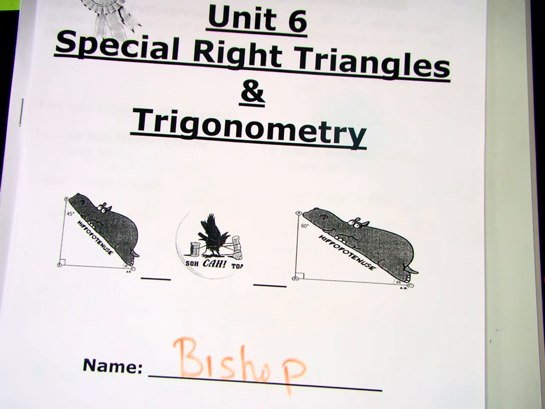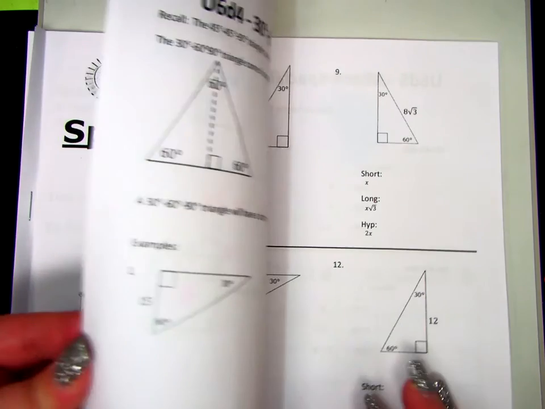Right, so today we're going to look at the next type of special right triangle, Unit 6, Day 4.